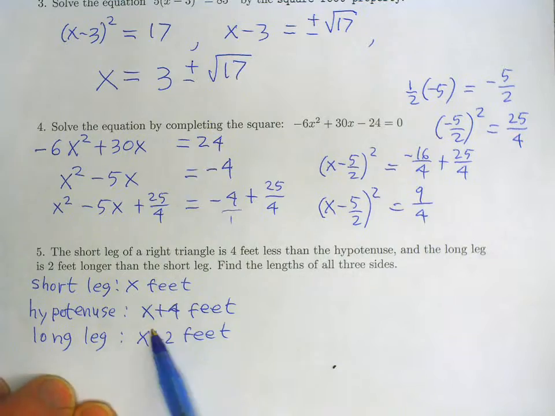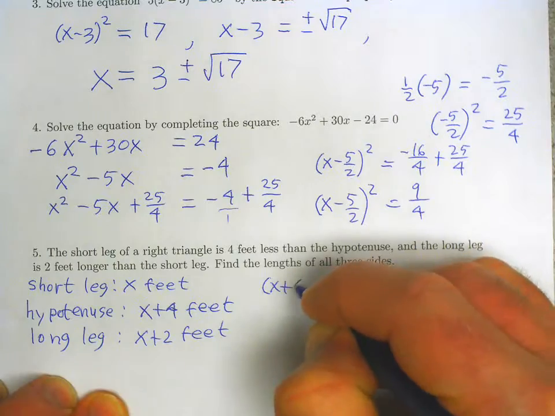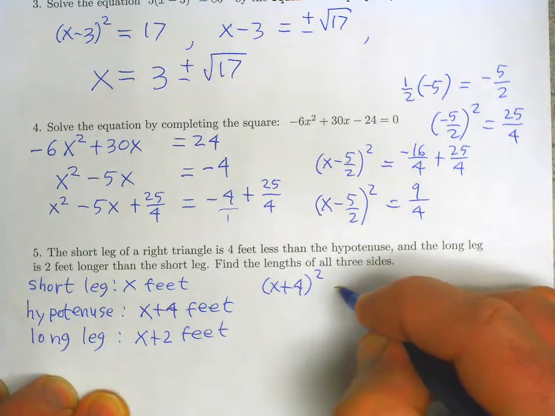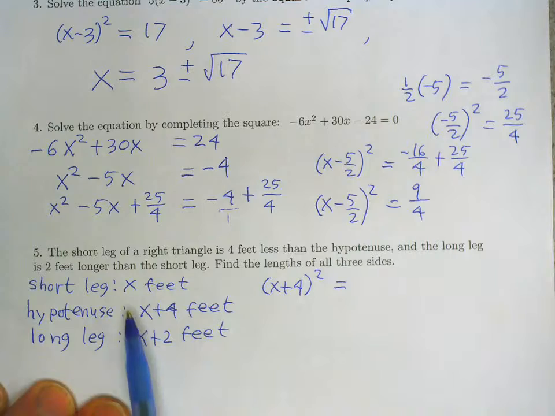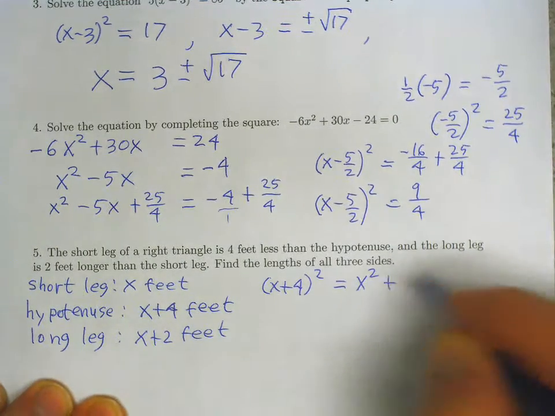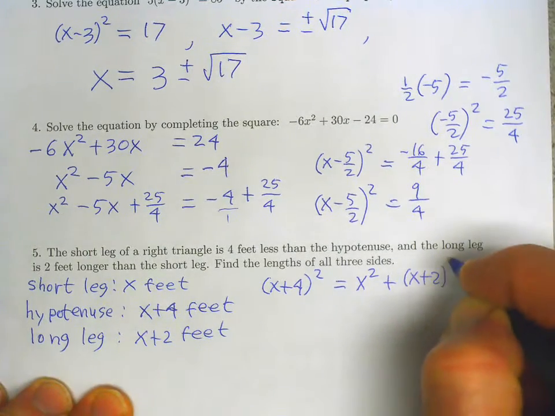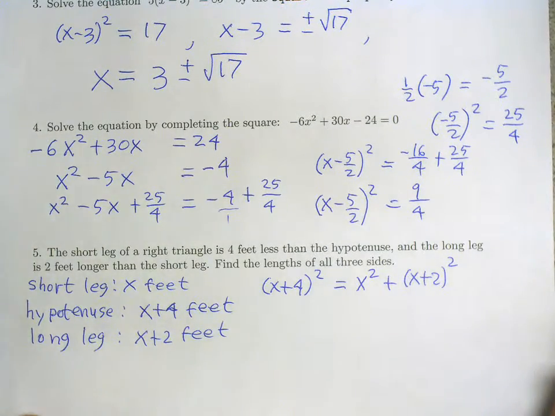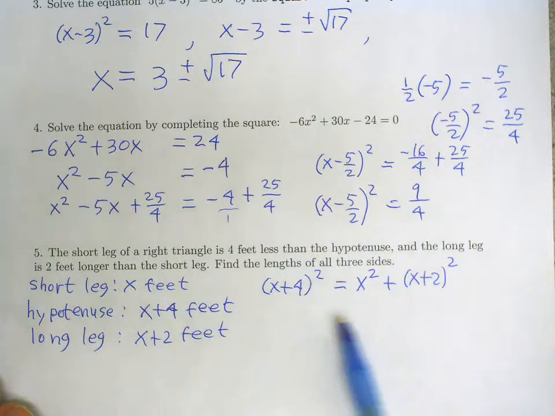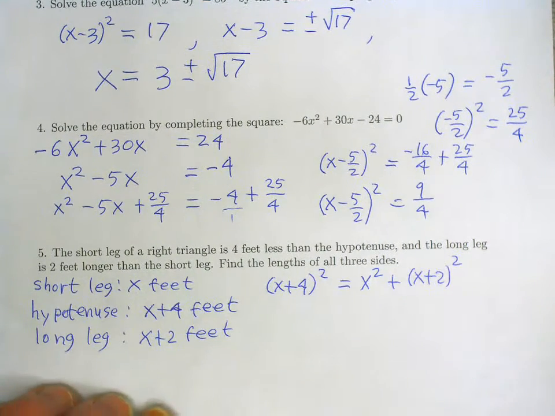We square the length of the hypotenuse, so x plus 4 squared. That's the length of the hypotenuse squared. And that's equal to the sum of the squares of the 2 legs. One leg is x, so when we square that, we get x squared. The other leg is x plus 2 feet, so we square that to get x plus 2 quantity squared. This equation is just a quadratic equation. So we'll multiply everything out, combine like terms. We'll set one side equal to 0 and then proceed to solve the equation from there.